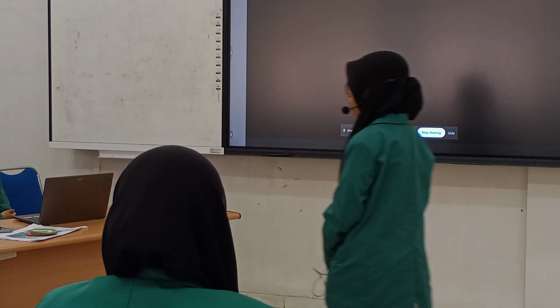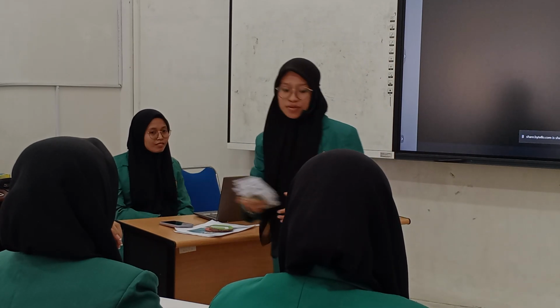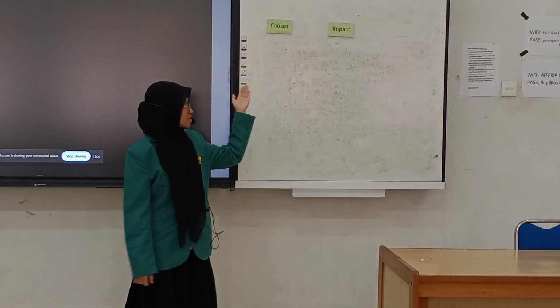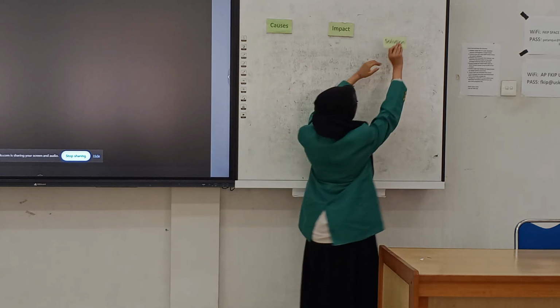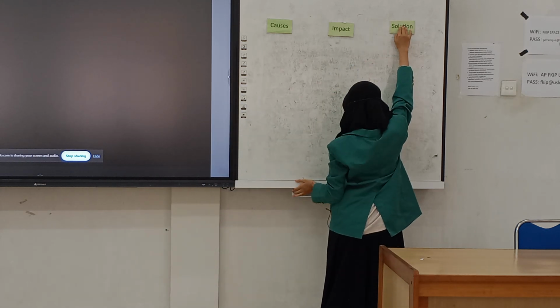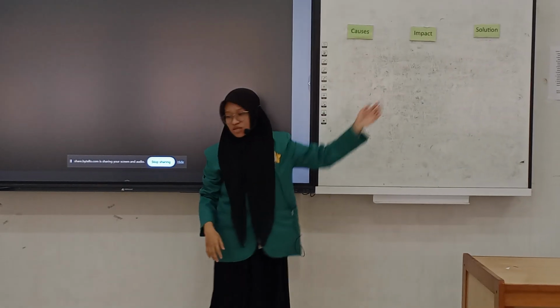All right. I don't want to make you feel bored. Let's play another game, another quiz. I provide three categories, which is what you see here on the whiteboard. The first one is causes, and then impact, and the last is solution. Okay, there is causes, impact, and solution.